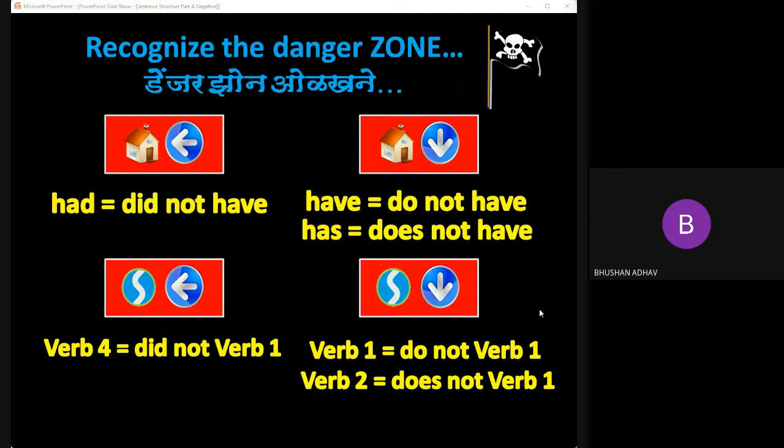So how would you make it? She does not peep in neighbor's room. Peep, P double E P. What is the meaning of peep? To look secretly.